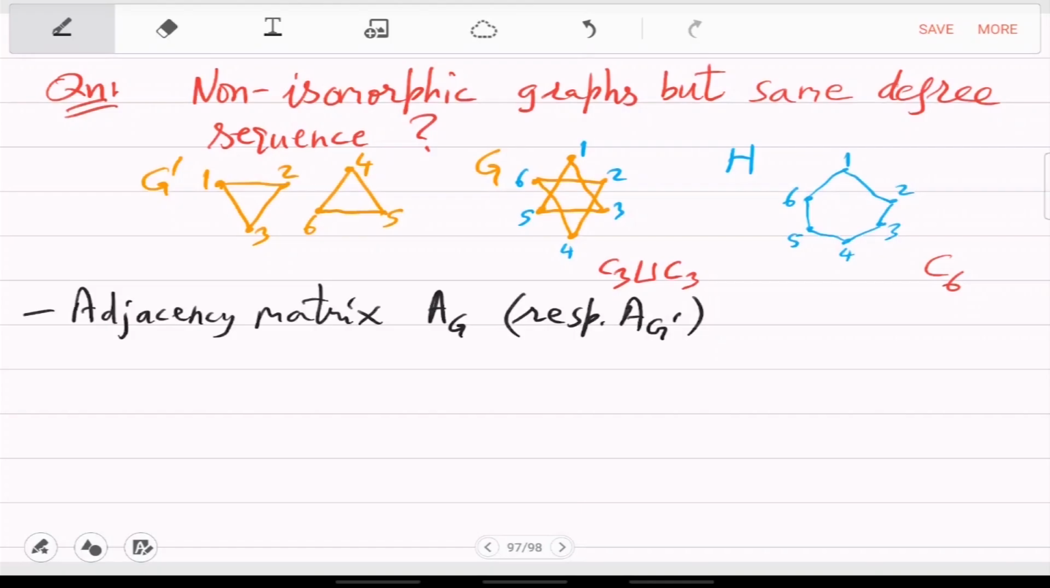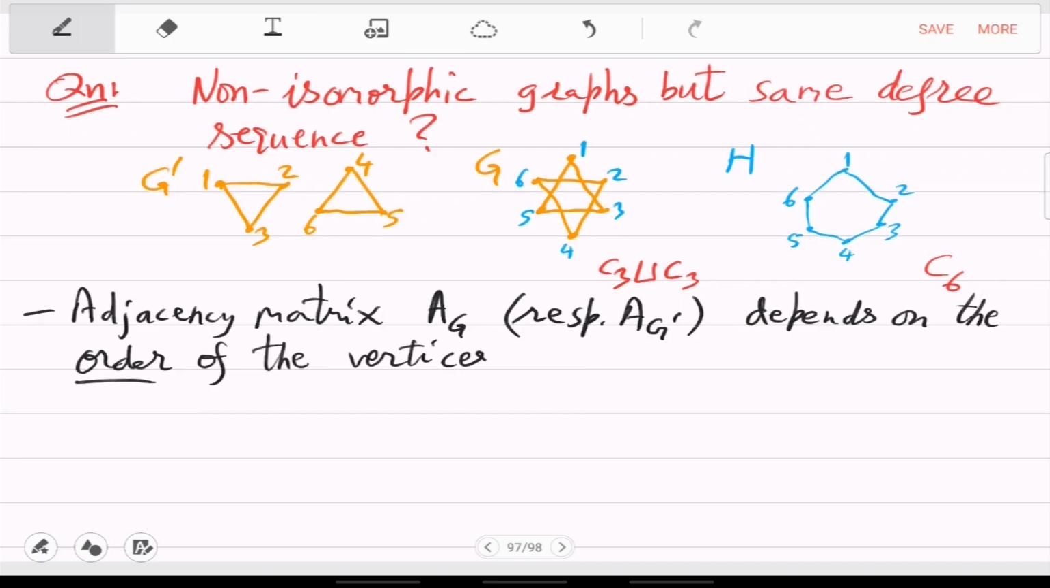So it depends, the matrix depends on the order of the vertices. So the question at the level of the matrix is, is there a way to reorder the vertices, the same way in the row and the column? Okay, you permute the rows and in the same way you permute the columns, and then the matrices should become equal.